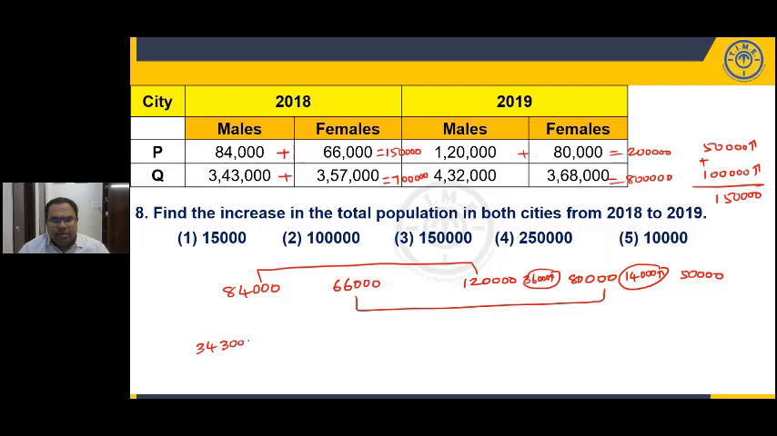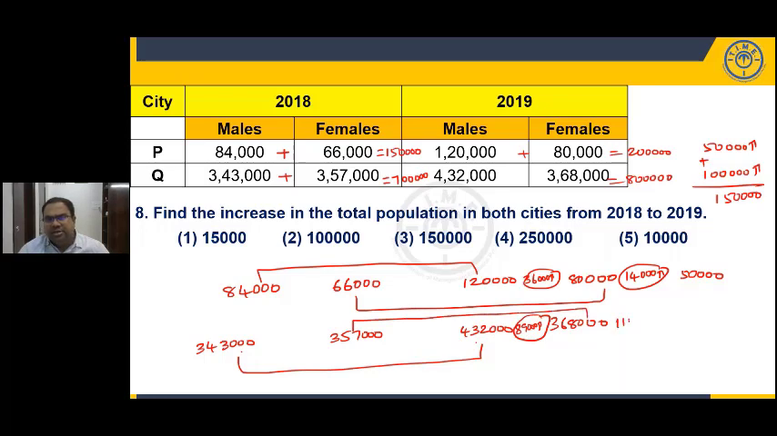3,43,000, 3,57,000, 4,32,000, 3,68,000. Right? So here to here, the increase is 89,000. 3,43,000 becomes 4,43,000. It is 1 lakh. It has become 4,32,000, 11,000 less, 89,000. Here to here, increase is 11,000. 89 plus 11, 1 lakh.